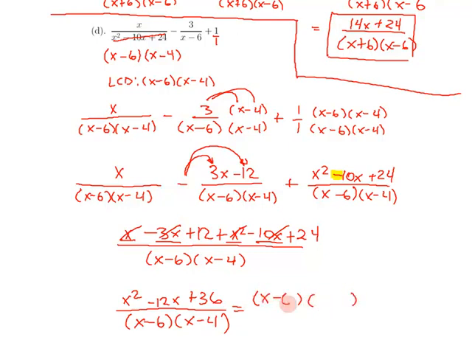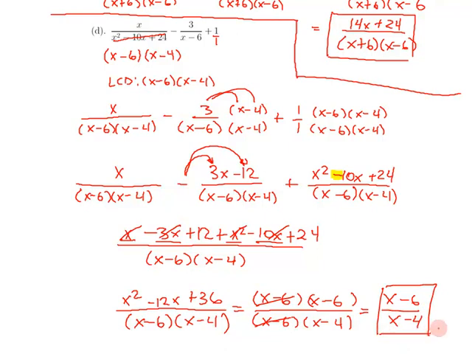It's x minus 6 times x minus 6, all over x minus 6 times x minus 4, isn't it? Right? You can factor that numerator. It's a perfect square, so it turns out to be x minus 6 times x minus 6. Just using reverse FOIL, I get that. Divide out the x minus 6's, and I'll have as my final answer x minus 6 over x minus 4.